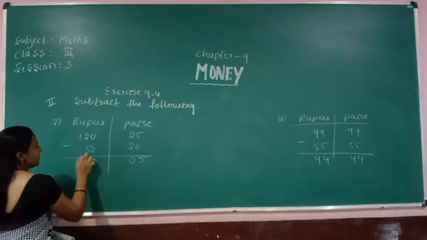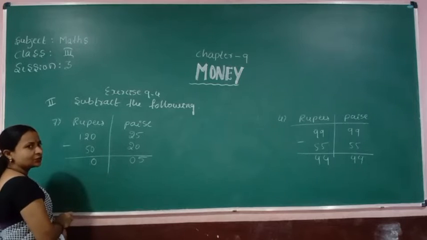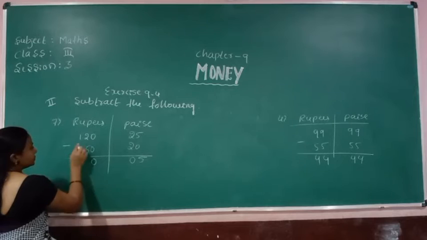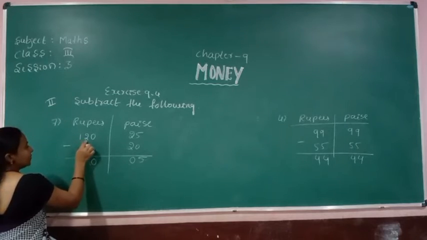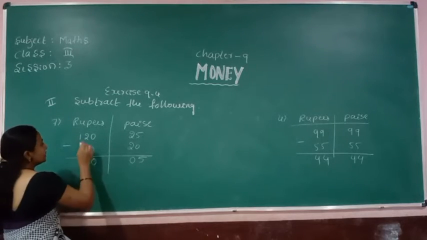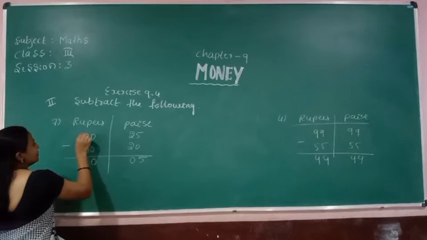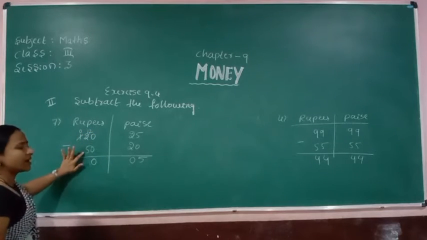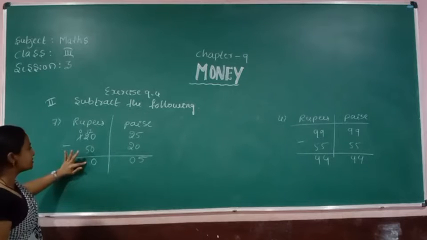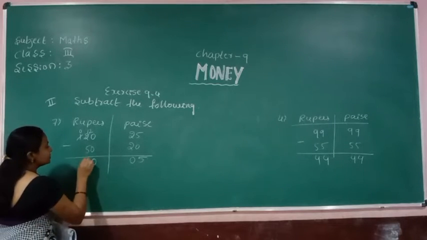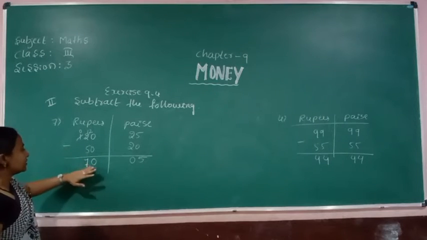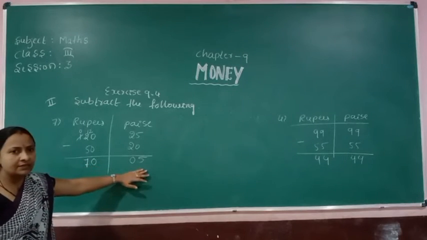2 minus 5, can't subtract. What will we do here? So 12 minus 5. Here 12 is there, no? So here we will take 12 minus 5. This 1 becomes 0, and 1 is taken here, so it becomes 12. Okay, so 12 minus 5 is how much? 7. So the answer is 70 rupees 5 paise.